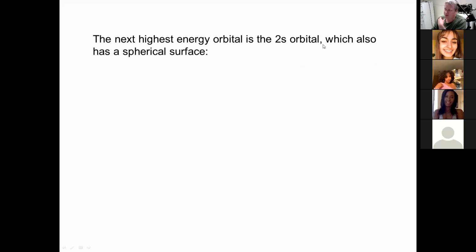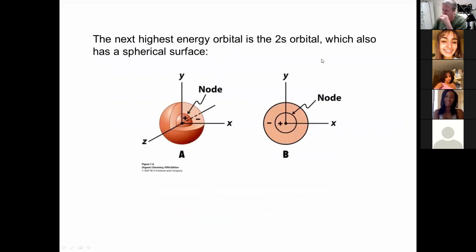The 2s is also spherical, and for these orbitals there's kind of this node position, where the electrons are in the negative phase or the positive phase, but not really hanging around in the node phase. So the node is kind of like where things don't really exist. That's the easiest way to think about it.